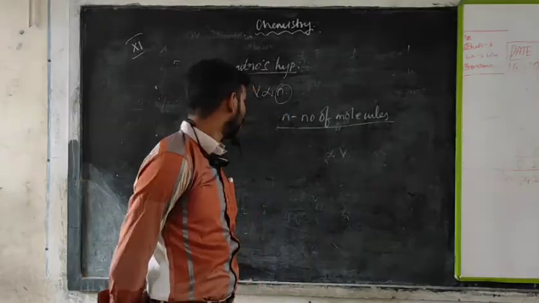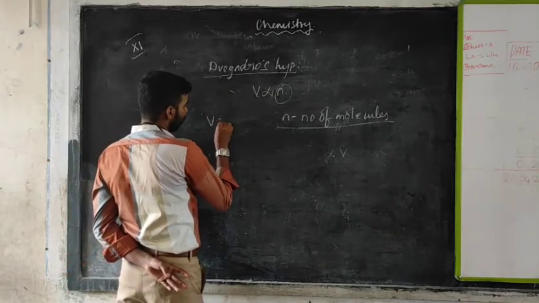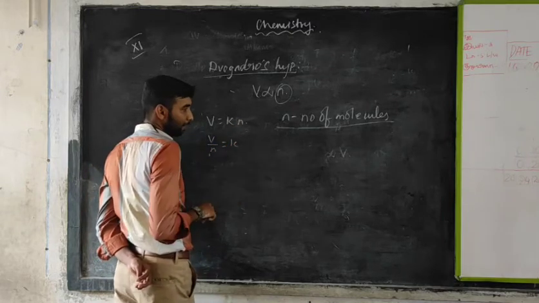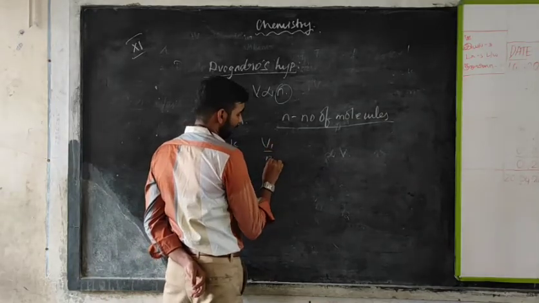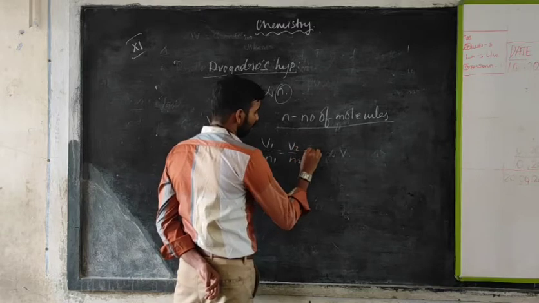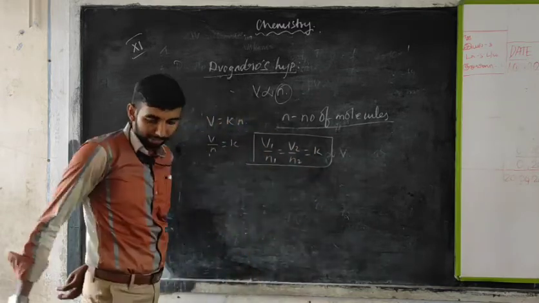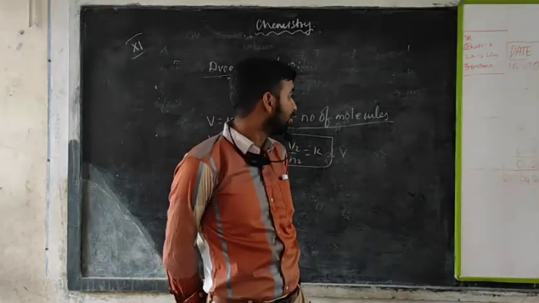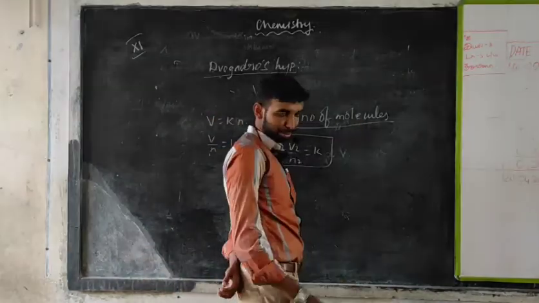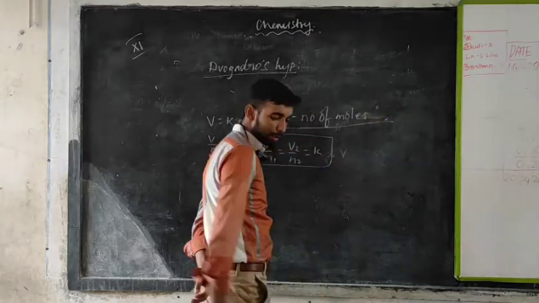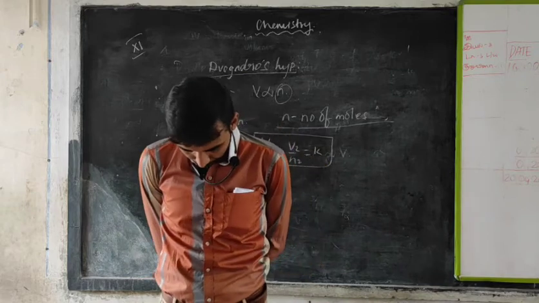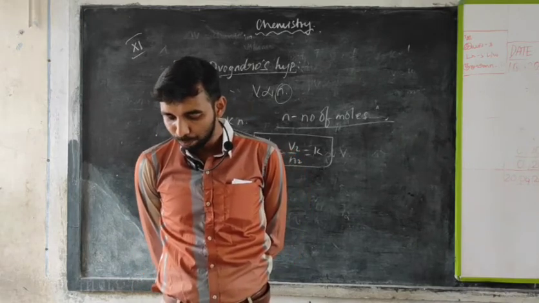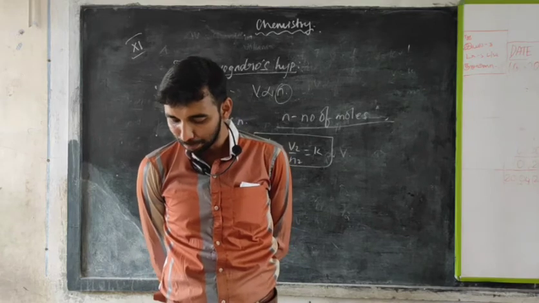If you want to remove the proportionality, you have V equal to K into n. If n goes to the left-hand side, V by n equals K. For two gases, the formula will be V1 by n1 equals V2 by n2 equals K. Where V1 and n1 are the volume and number of moles of a gas, and V2 and n2 are different values of volume and number of moles of the same gas at the same temperature and pressure.